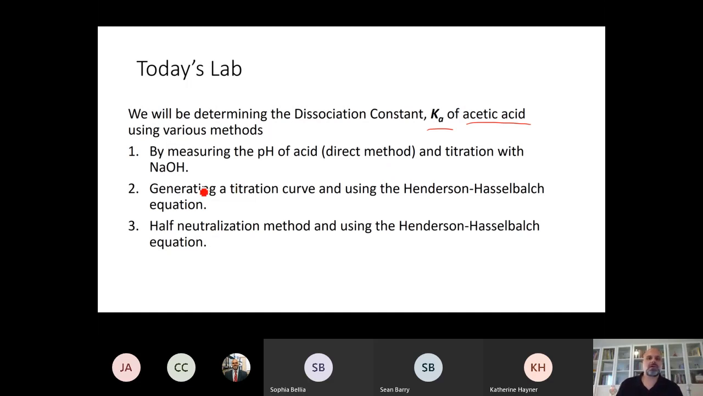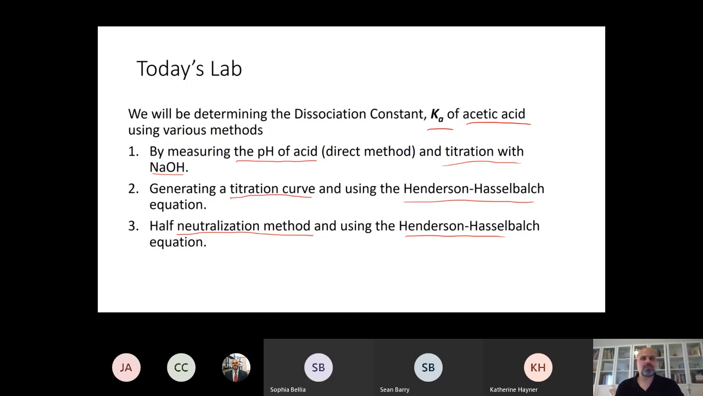We're going to do the direct method, which is basically measuring the pH of the acid and then titrating it with a strong base. In this case, the strong base is going to be sodium hydroxide. The second one, we're going to generate a full titration curve, and then we're going to use the Henderson-Hasselbalch equation to calculate our Ka. And then the last one is the half neutralization method, right? And this is then going to be used again in conjunction with the Henderson-Hasselbalch equation in order to calculate our Ka.